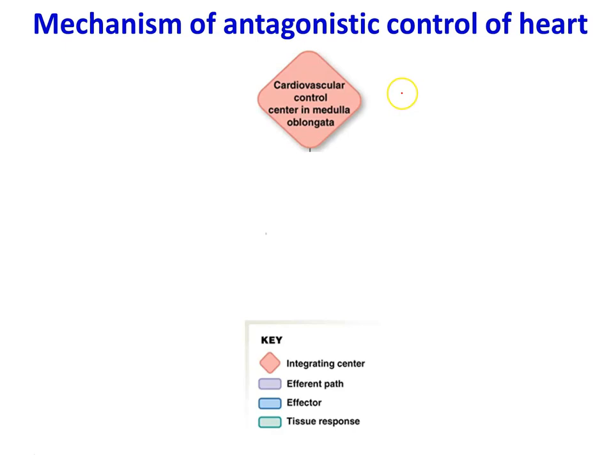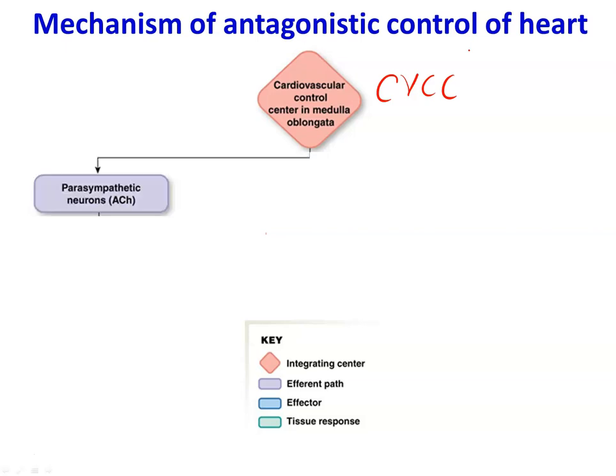Here we go, mechanism of antagonistic control of the heart. So the parasympathetic and sympathetic neurons are coming out of the medulla oblongata in an area called the cardiovascular control center, which we call the CVCC. Okay, so here, when the second neuron of the parasympathetic system comes and innervates the heart, it's innervating the SA node. Okay, and so the parasympathetic neuron, the second neuron, will release acetylcholine.